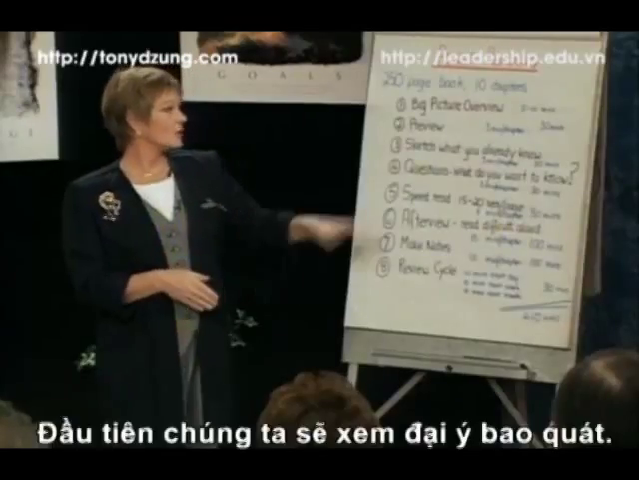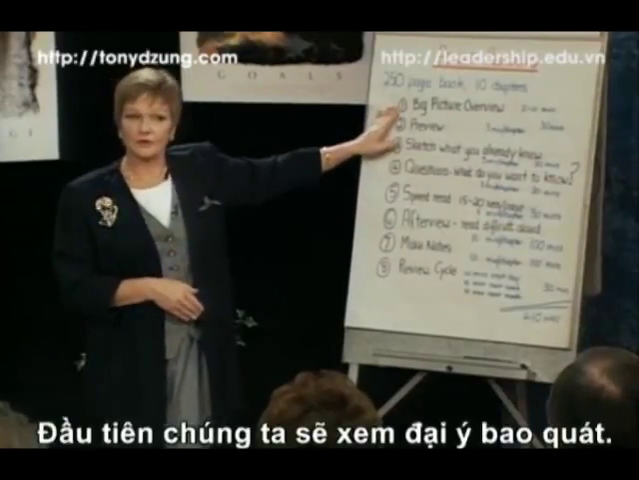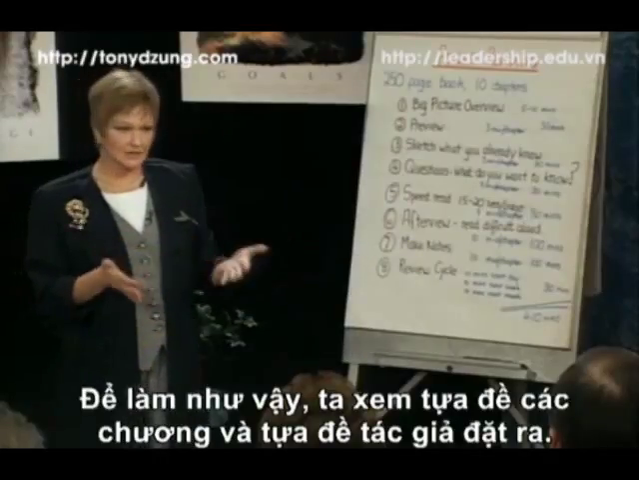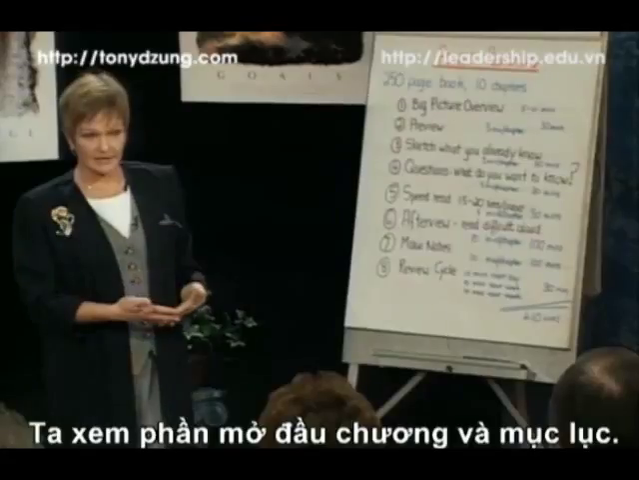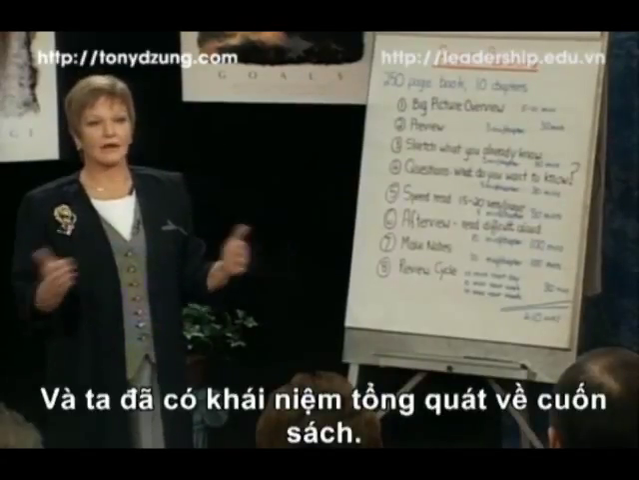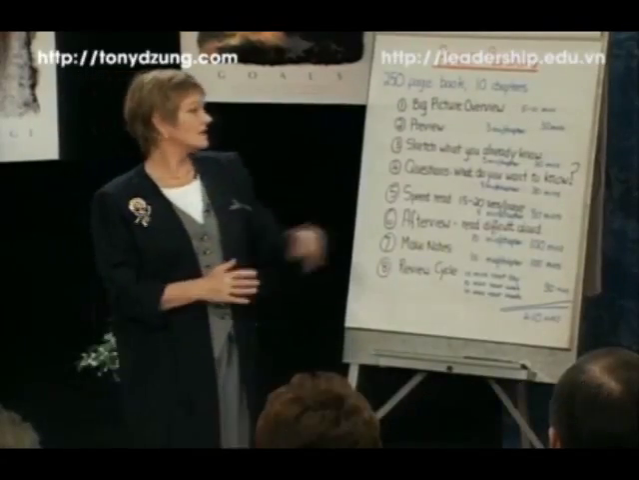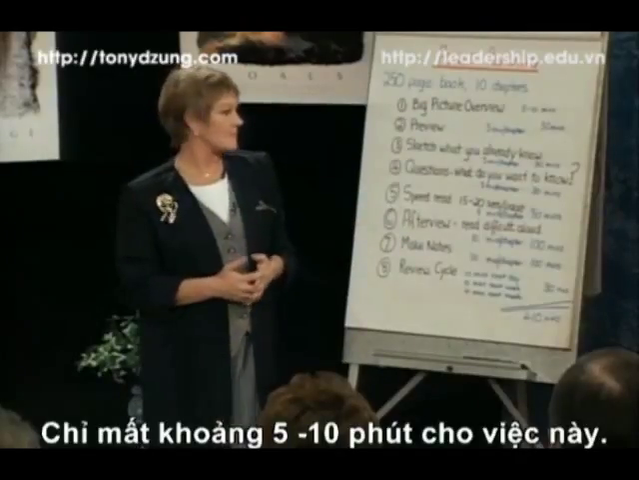Stage of learning, we first of all get a big picture overview. To do that, we look at the title and the author, we look at the chapter heads, we look at the index, so that we've got a general idea of what the whole book is about. We spend about 5 or 10 minutes just doing that.